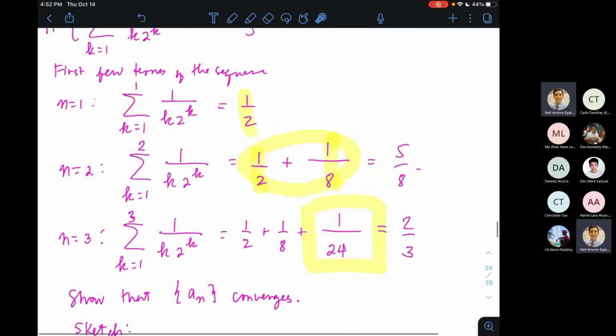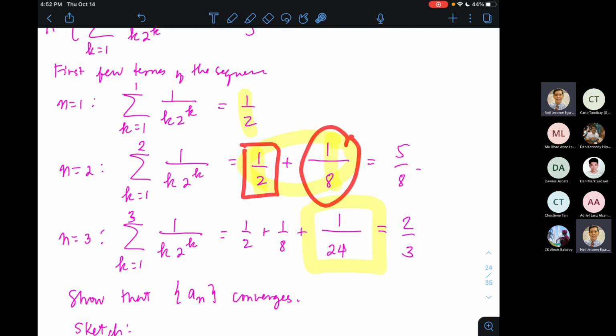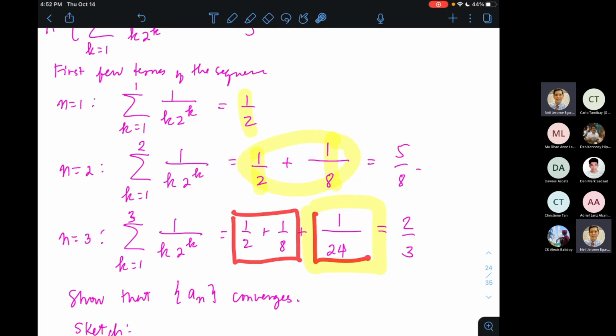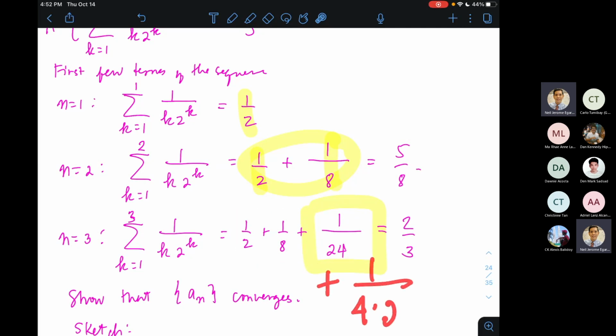Kung mapapansin nyo, yun yung pattern. Para makuha si a sub 2, kinopya ko si a sub 1, nagdagdag ako ng positive number. Para makuha si a sub 3, ito si a sub 2, remember? Nagdagdag lang ako ng positive number to get the next value. And you know what will happen when n is equal to 4? Copyin nyo lang si a3, tapos dagdagan nyo lang siya ng 1 over 4 times 2 to the 4. That will give you the fourth element in the list. So it's quite clear that to get the n plus 1 element of the sequence, I will just add a positive number to a sub n. And that is enough to conclude that a sub n is increasing. Okay?